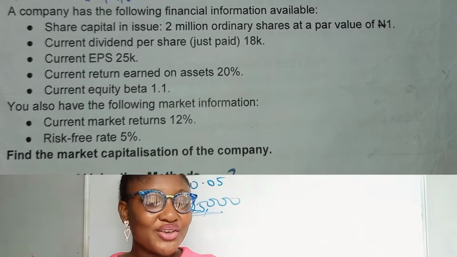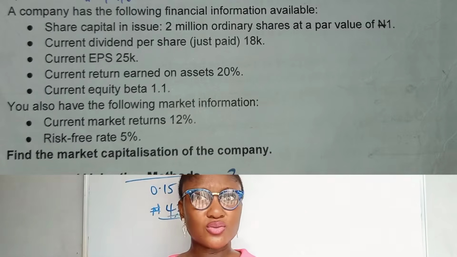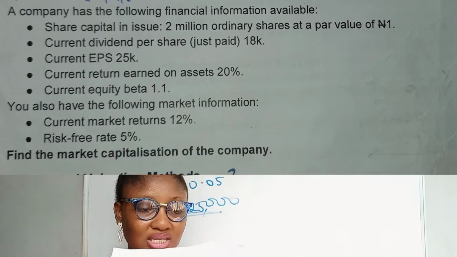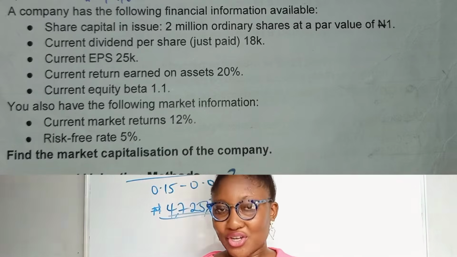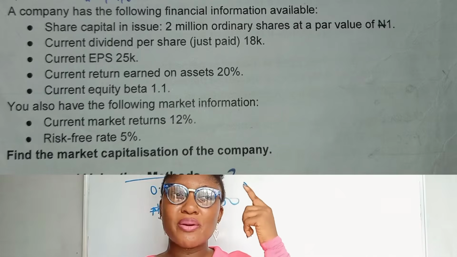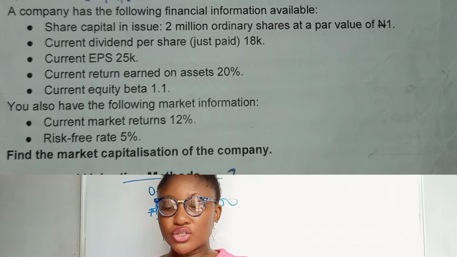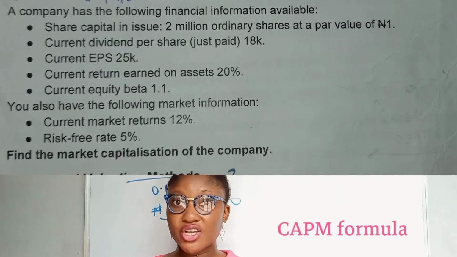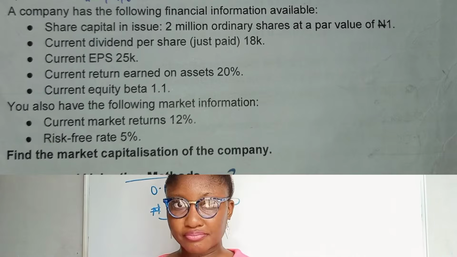Let's keep reading. You also have the following market information. Current market returns 12%. Risk-free rate 5%. This is already dragging me to the CAPM approach gradually. Like I'm thinking these variables they are giving me will start making me remember all the formulas I know in financial management. And from reading this, I can link all of this to the CAPM formula, right? When you're trying to calculate your cost of equity. Then they said find the market capitalization of the company.